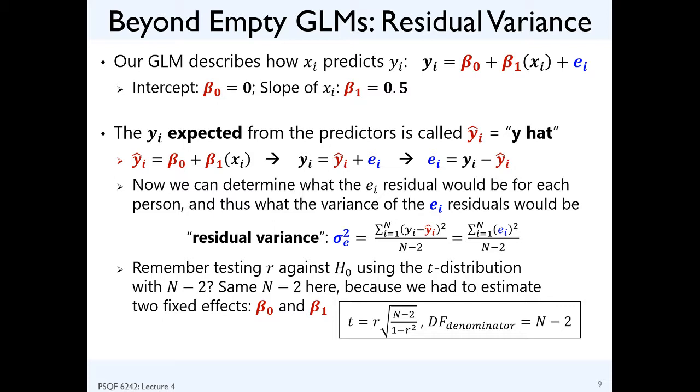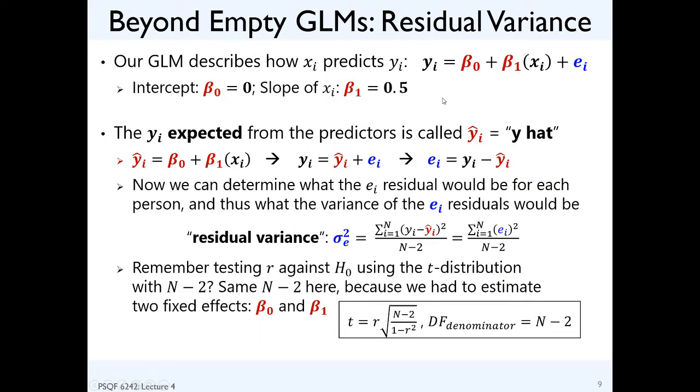Do you remember testing a Pearson's correlation using a t-distribution? That factors in sample size, how trustworthy that R is given how many people you have. Same thing. The model at this point has 2 fixed effects, beta 0, beta 1. That means we lose 2 degrees of freedom. So we'll use the t-distribution to test this model against the null, that there's no relationship, that there's no slope.